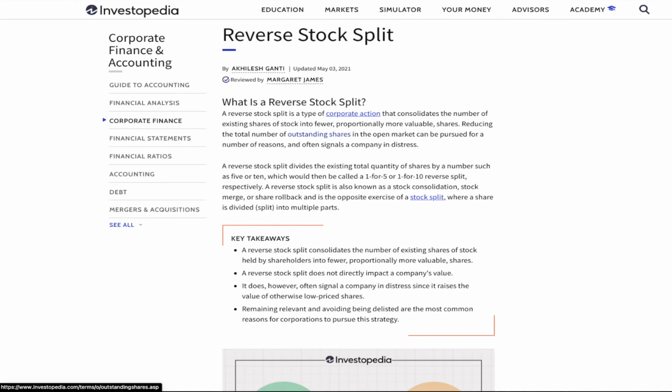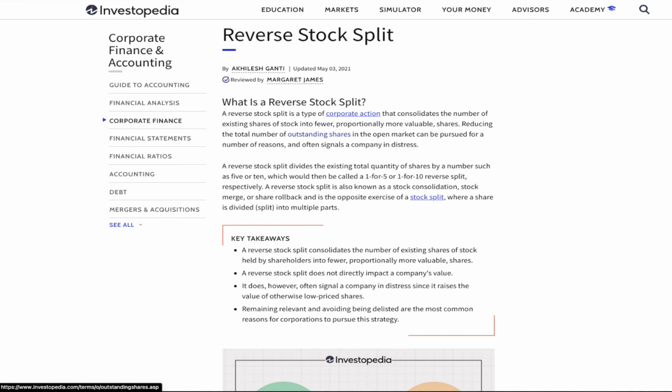So first and foremost, what is a reverse stock split? A reverse stock split is a measure taken by companies to reduce their number of outstanding shares in the market. Existing shares are consolidated into fewer, proportionally more valuable shares, resulting in a boost to the company's stock price.